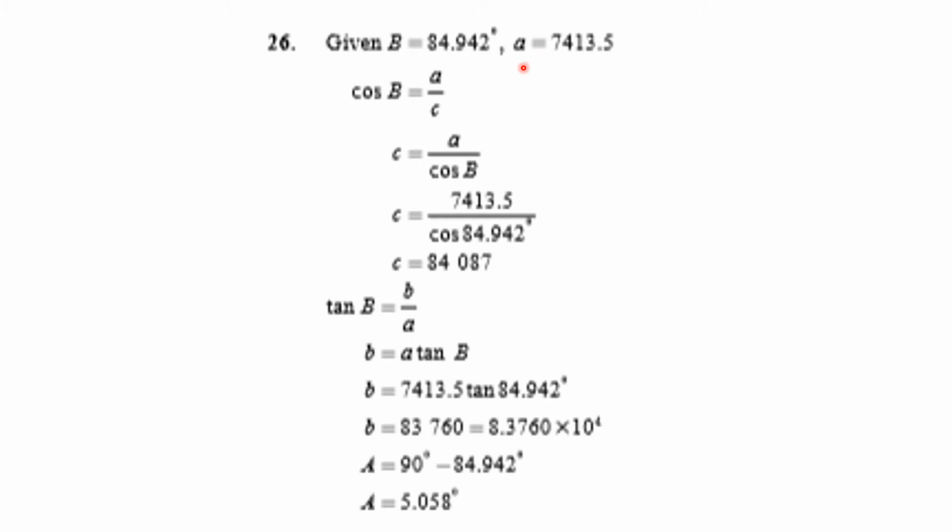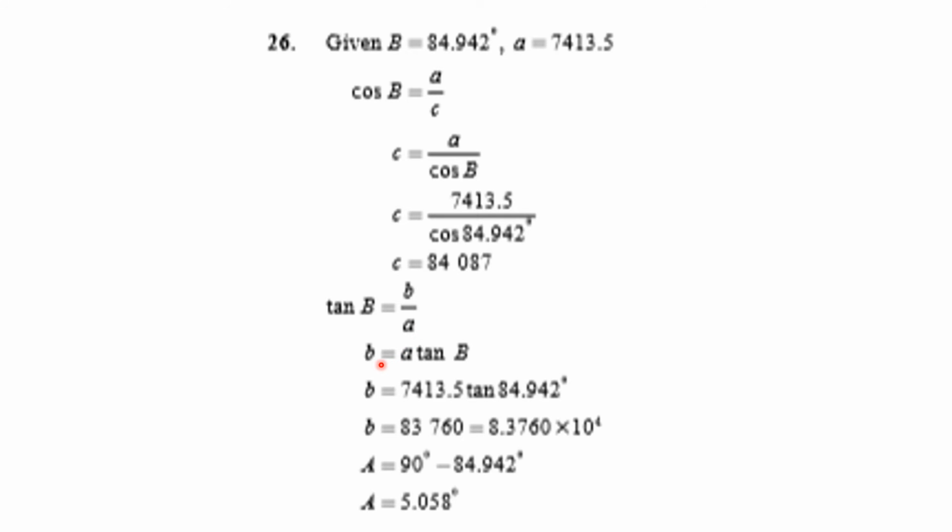Okay, here's the solution that we get. We know that the cosine of B is going to be a over c. That tells me that c is going to be a, that number that we know, divided by the cosine of B. And the cosine of B we can find, so we do that calculation with our calculator, and we get that c is 84.087.